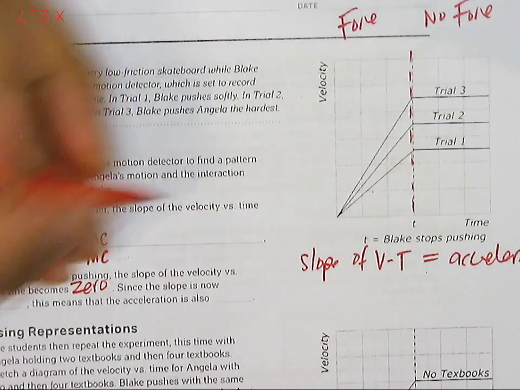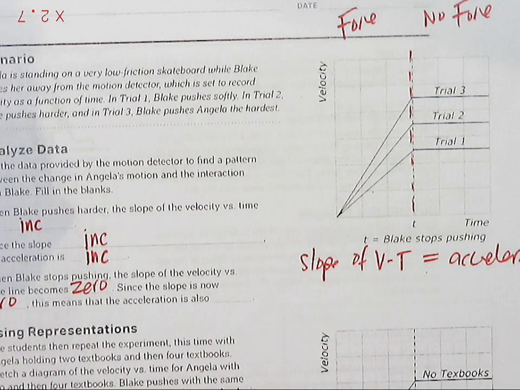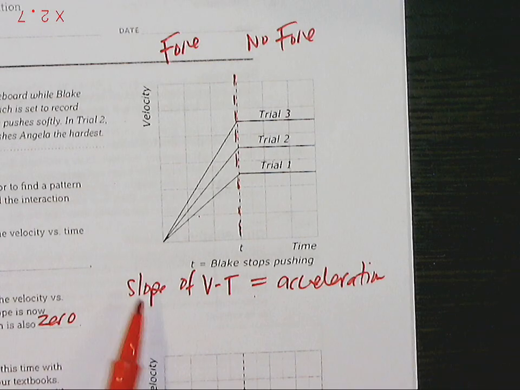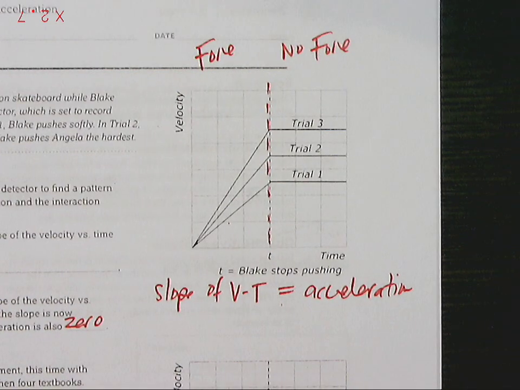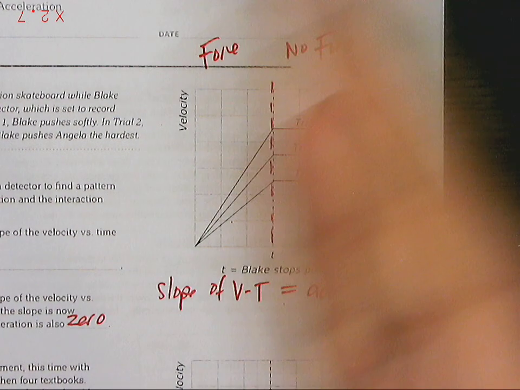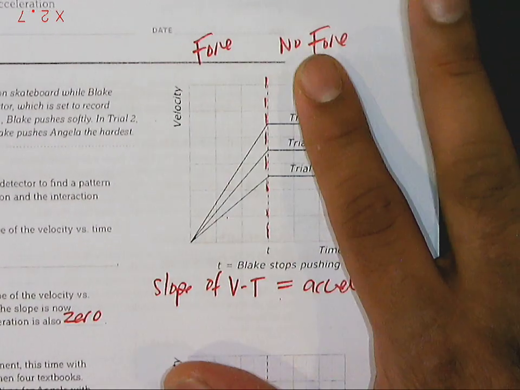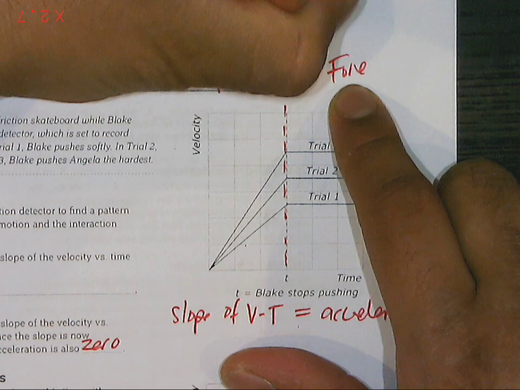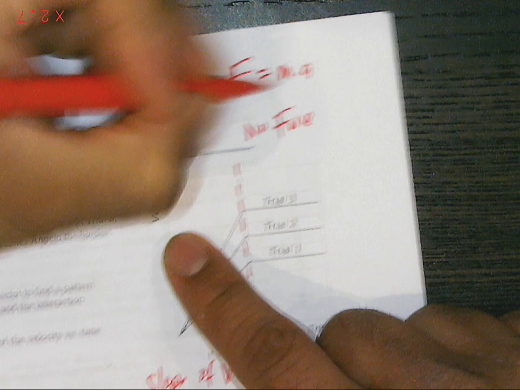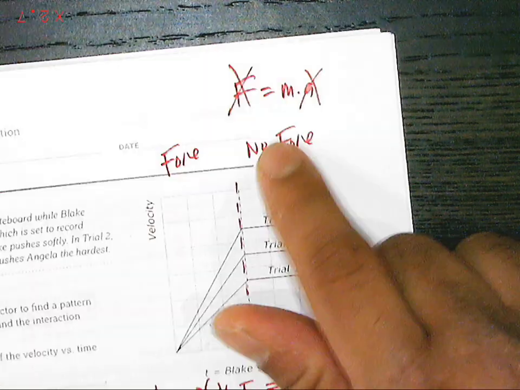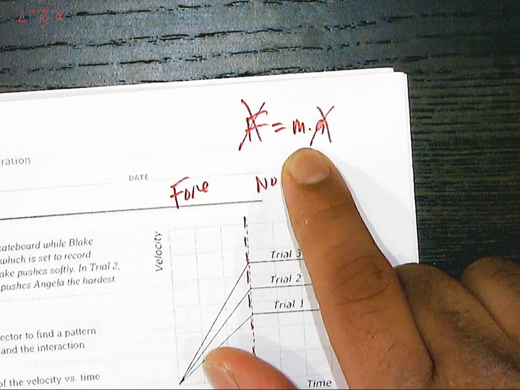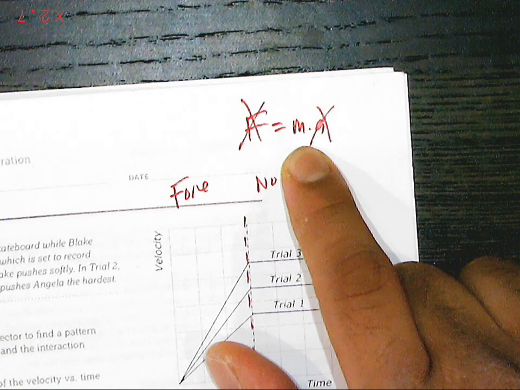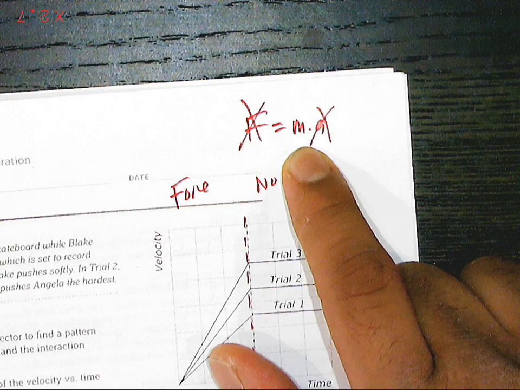And as the slope is now 0, this means that the acceleration is also 0, going back to this key fact that the slope of the velocity time graph equals acceleration. So the slope is 0, the acceleration is 0, and that makes perfect sense, because if there is no force, and we have the equation F equals m times a, there is no acceleration. It's not like we don't have mass. Angela, who's still there, actually has mass. It's not like she disappeared.